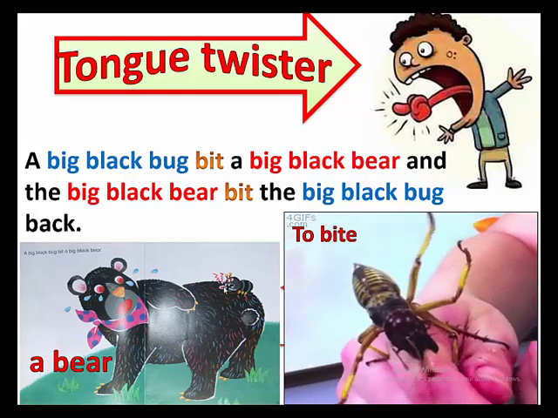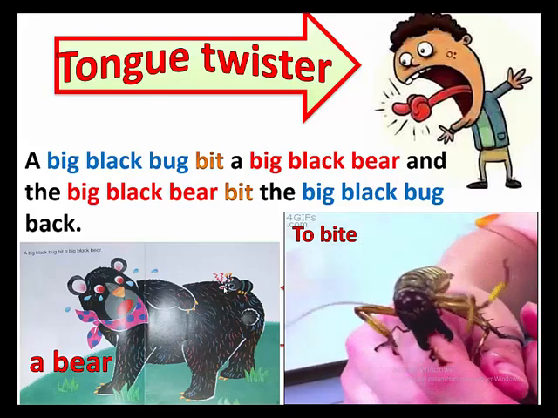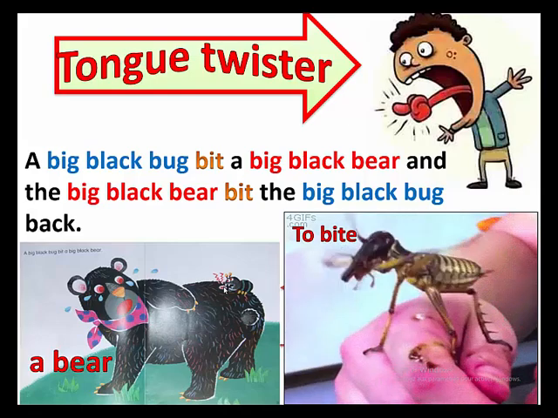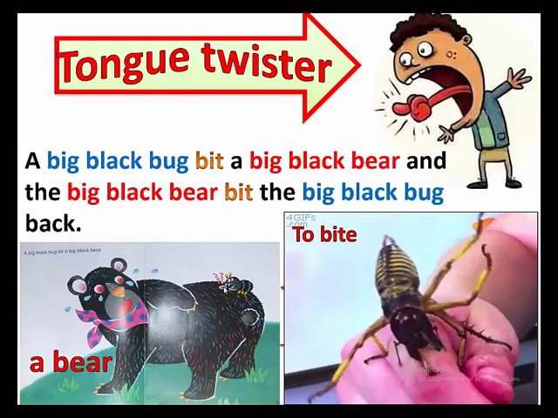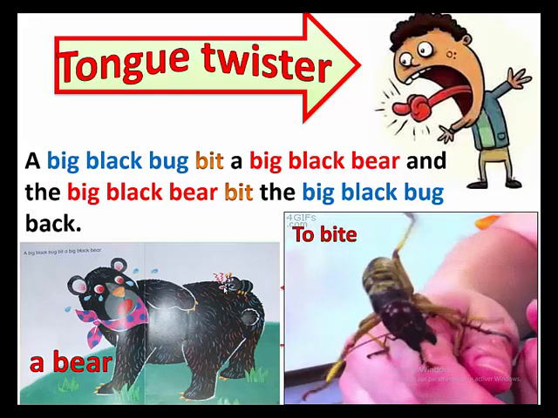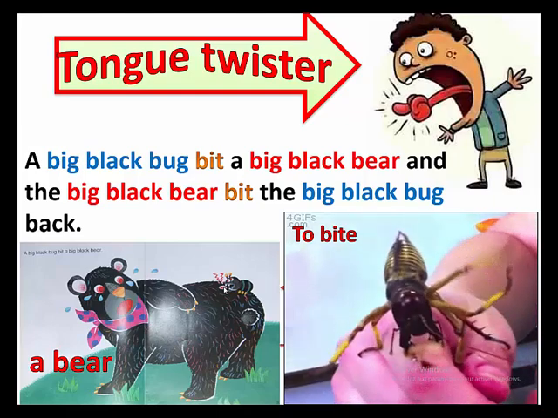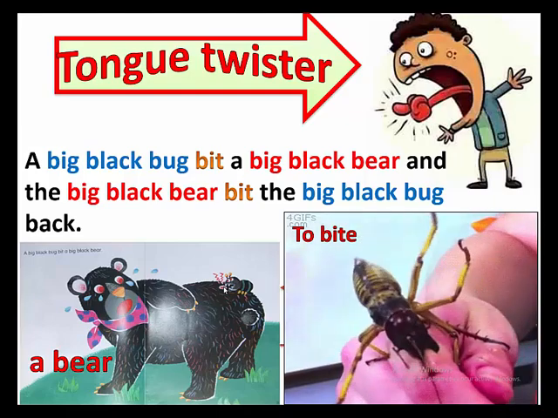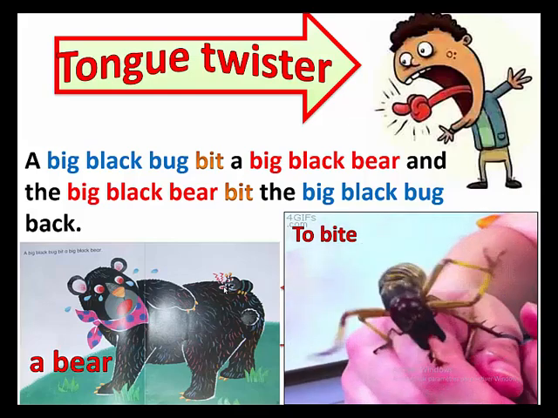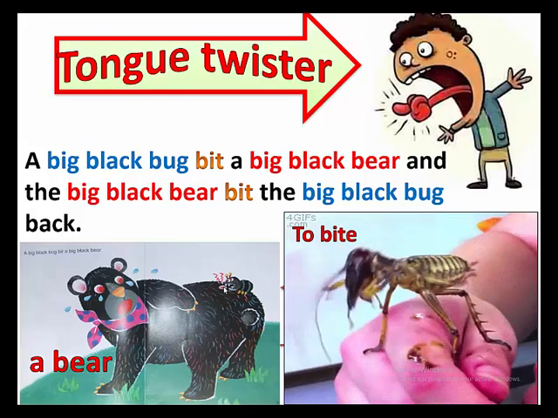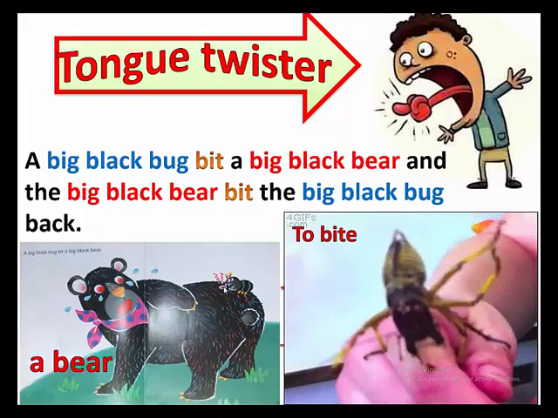So I will say it very quickly now, and you try to do it yourself as well. A big black bug bit the big black bear, and the big black bear bit the big black bag back. You can pause the video and try to practice it yourself. These tongue twisters help students practice pronunciation. Let's get started.